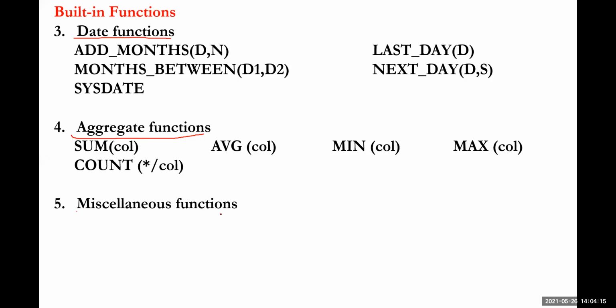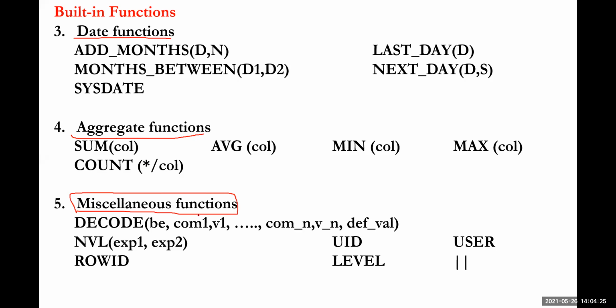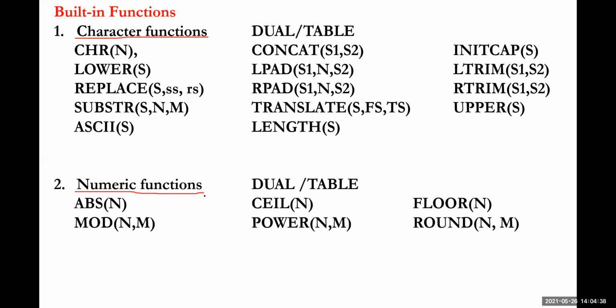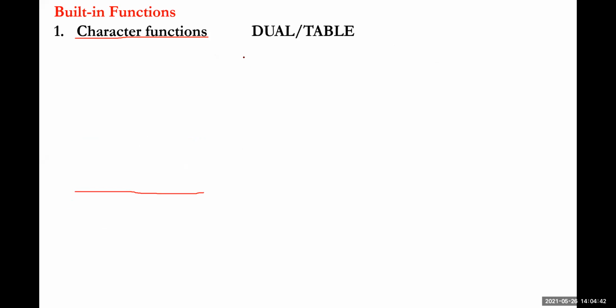These functions are very, very important. The miscellaneous functions play a vital role while producing any reports for the end users. So all these five different categories are there, and we'd like to complete these five categories today. Before that, I'd like to discuss one particular, very important table.